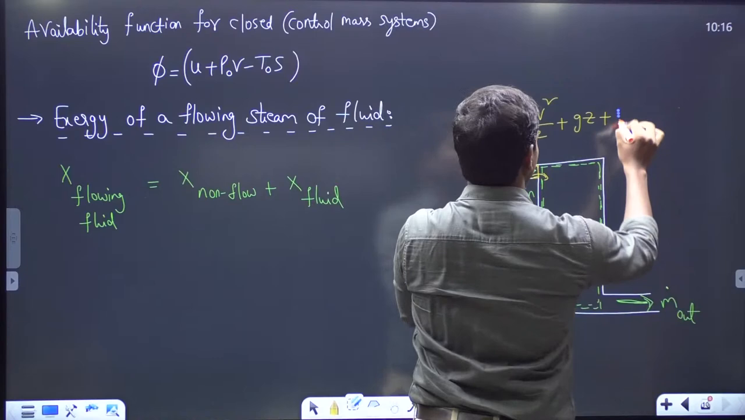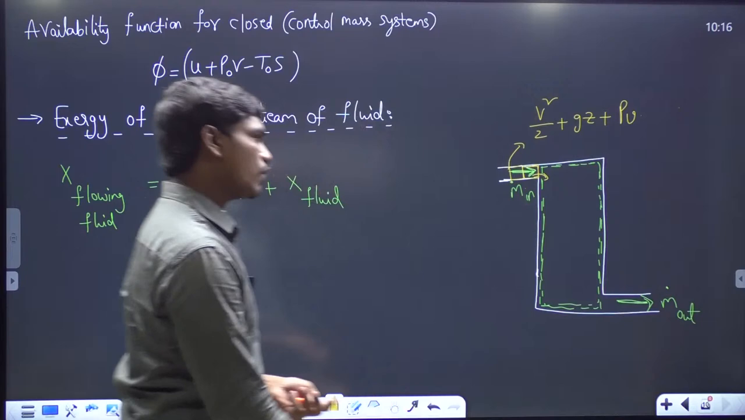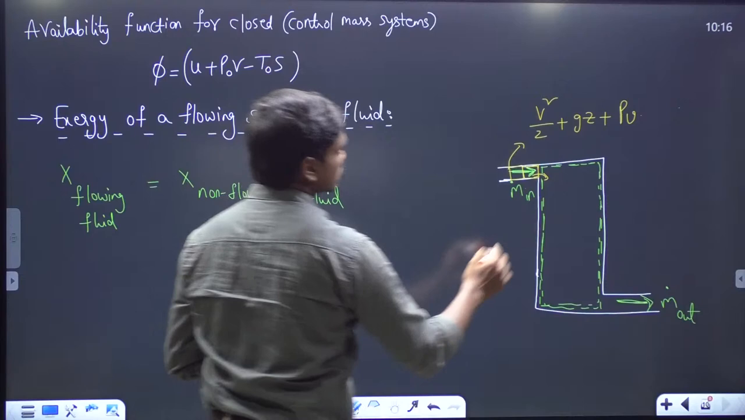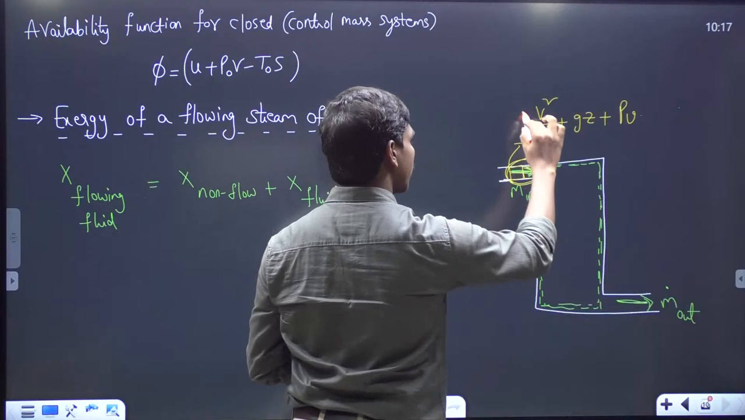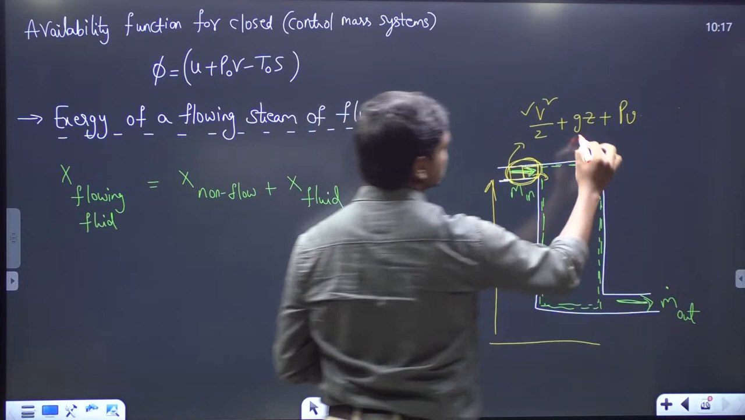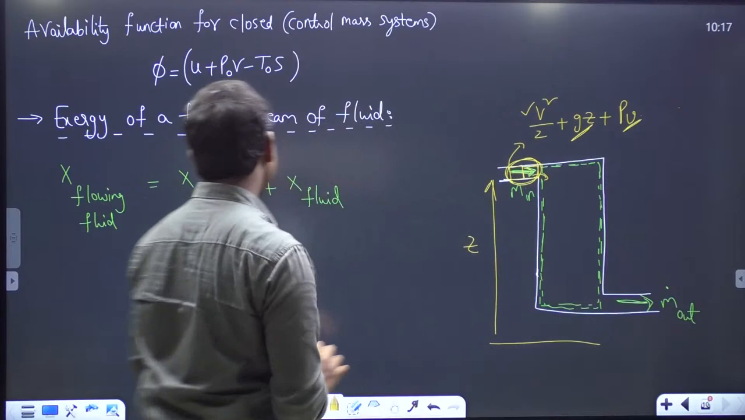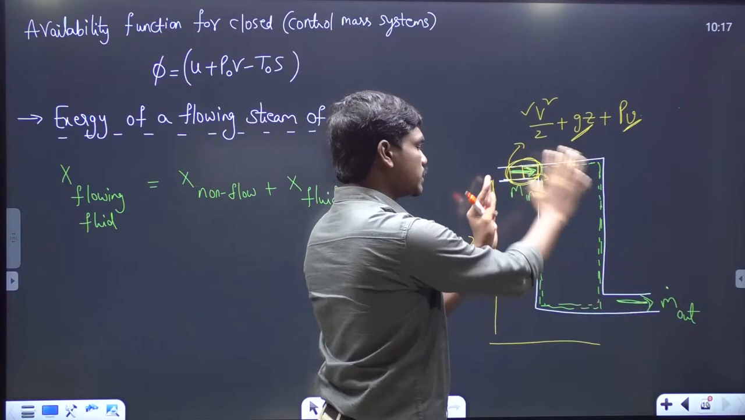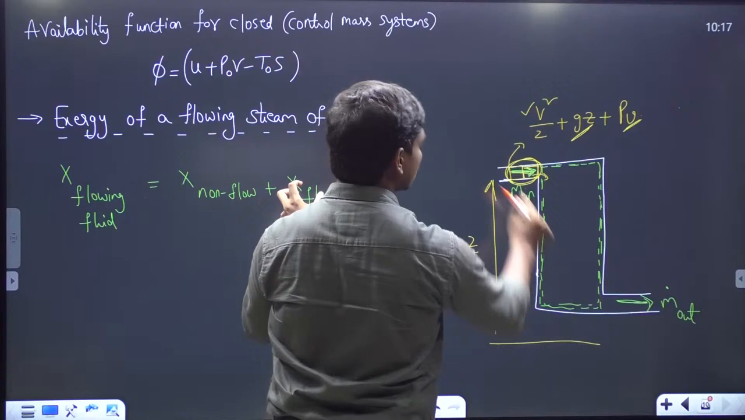Flow work is P into V. We have seen it in open system analysis, flow energy, correct? Which is the flow work required by the fluid to maintain its own flow. So this fluid which is coming here in a particular orientation has some kinetic energy. Let us suppose there is some elevation change with respect to some datum, then there is this potential term, and also to maintain its flow, it has flow work, correct? So we can model the exergy of this complete flowing fluid as equal to the exergy of the non-flow system plus the exergy of the fluid that is entering and coming out.